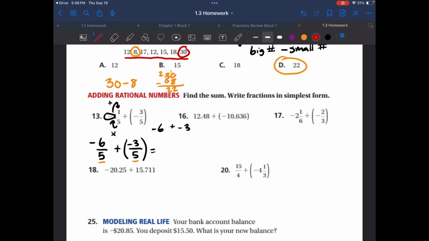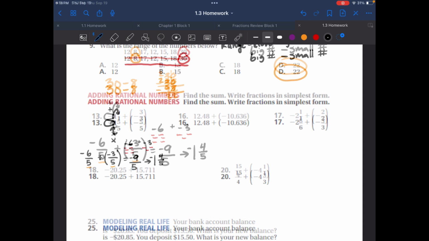If you need to make a quick little visual model, go for it. 1, 2, 3, 4, 5, 6. 1, 2, 3. I have 6 negatives. I'm adding 3 more negatives, meaning I have 9 negatives. Don't forget to add in your denominator at the end. I have an answer of -9/5. This works out great. If you want to be more specific, you could also have an answer of -1 and 4/5. That's the mixed number version.